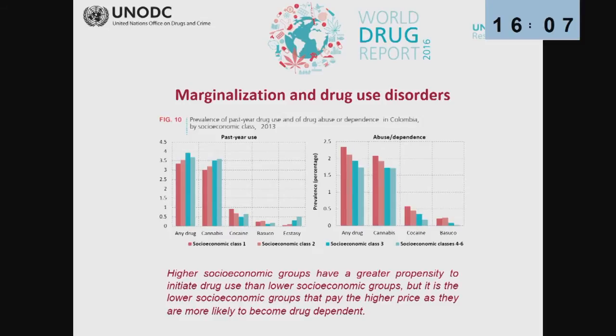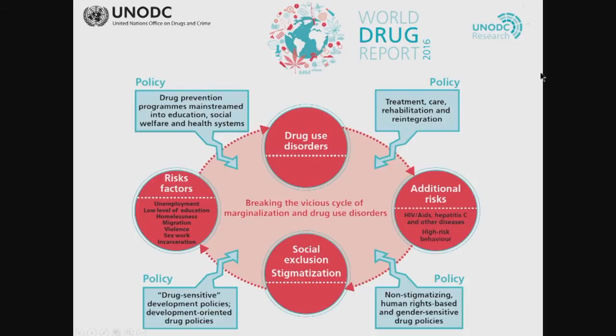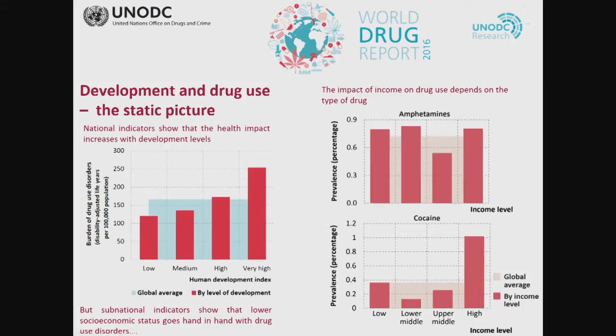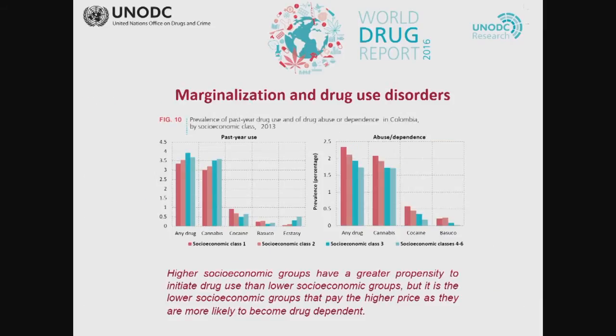And the first part on the left side is annual use. As you know, the annual prevalence use includes recreational use and regular users. And you see that if we look at drug use in that sense, it is really dominant that the richer sector of the population is more affected.